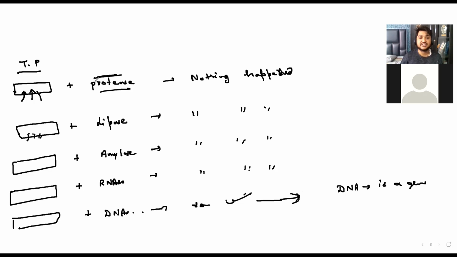Why? Because that strain doesn't contain protein, doesn't contain lipid, doesn't contain starch, doesn't contain RNA. It contained only DNA, and only with DNA did a reaction take place. So which causes the death of the rat? DNA. So it means the DNA is getting transferred from one generation to another. We can predict that. So it was done by Griffith.